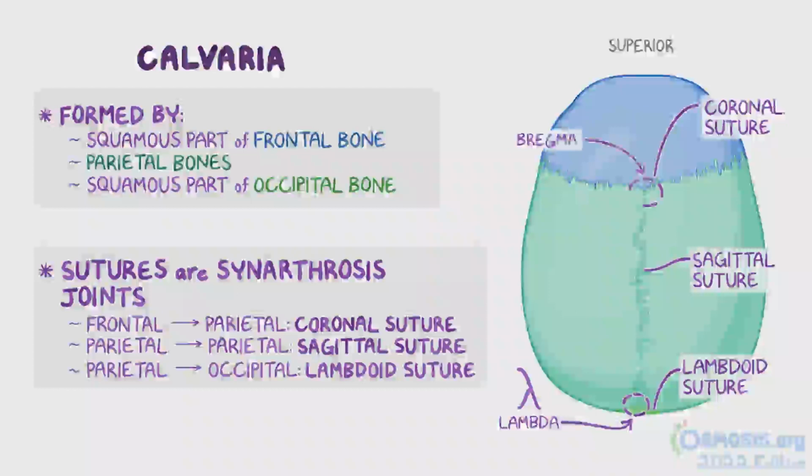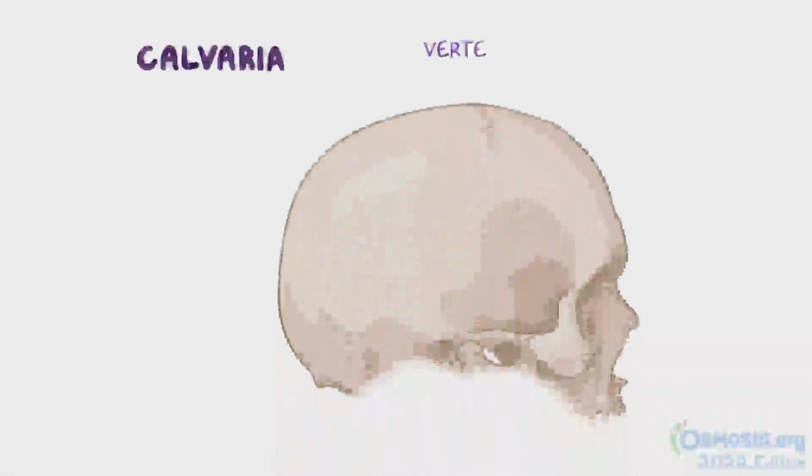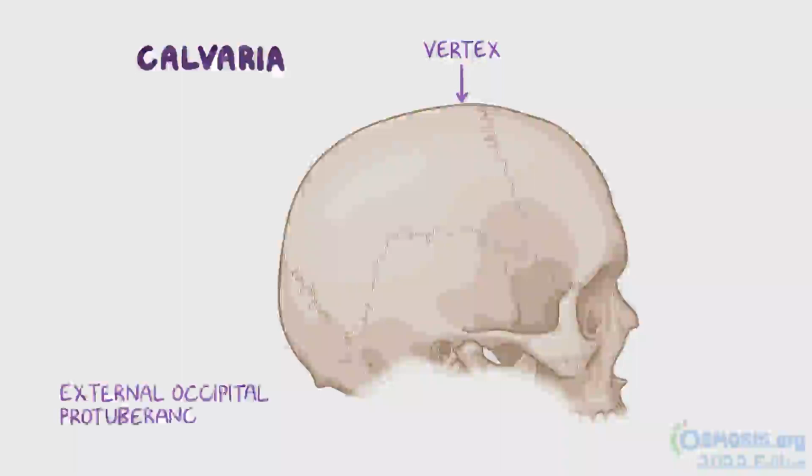These are very important spots because, in newborns, the sutures are not fused yet and the gaps are called the anterior and posterior fontanelles, which provide space for the brain to grow and develop properly. Posterior to the bregma, there is the vertex, which is the most superior part of the calvaria. Going even further posteriorly, where the calvaria meets the base of the cranium, we have the external occipital protuberance.